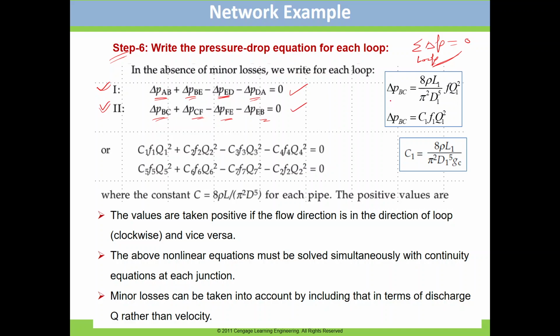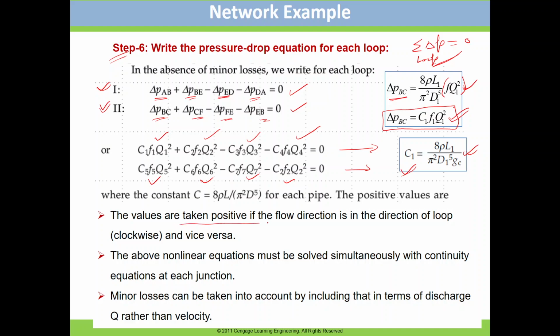Now the ΔP expression. ΔP means the pressure drop, which can be represented in this form that we have seen before. This term is C1 F Q1 squared, with the terms indicated by C1 because we are doing it for line element 1. We can write this form of equation for all the lines, and then it looks like this. So this is for loop 1 and this is for loop 2. Now we have these two equations and the value of C is given here.